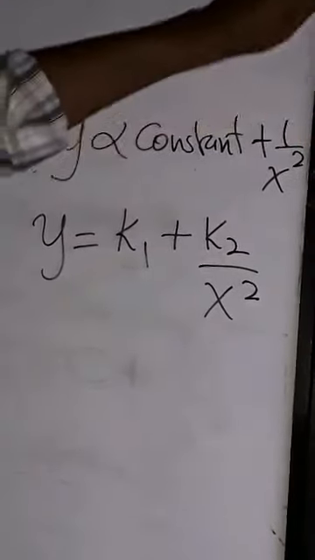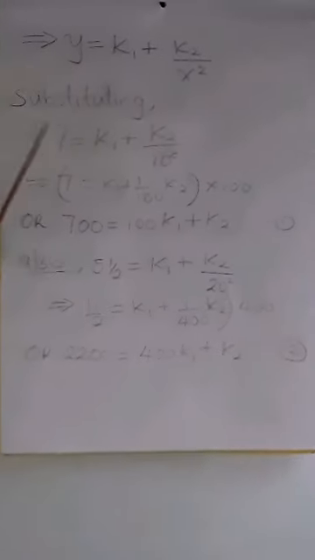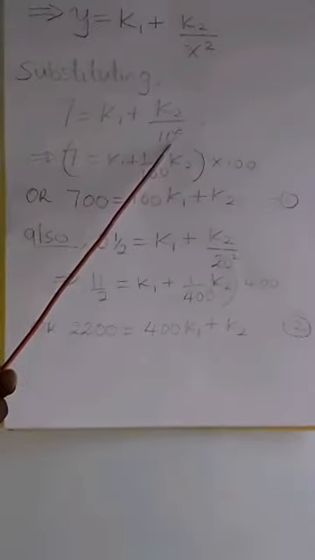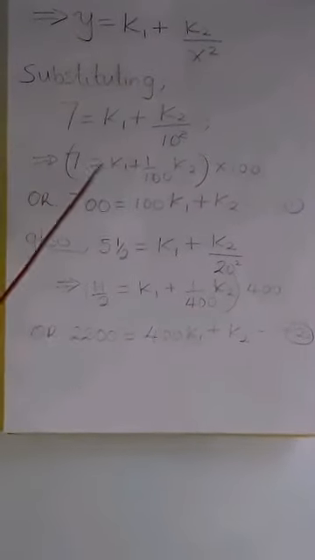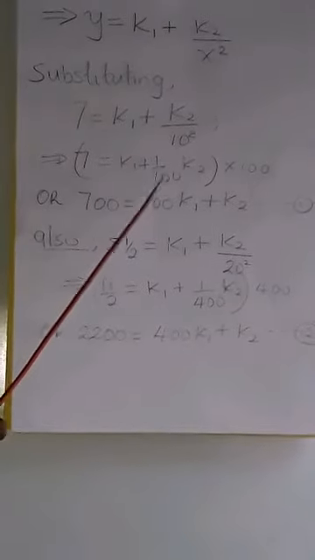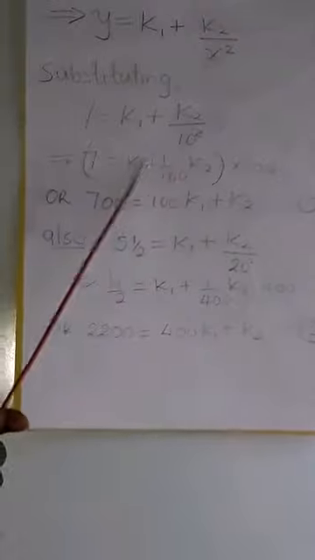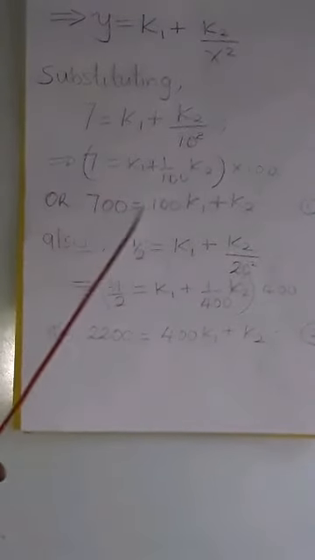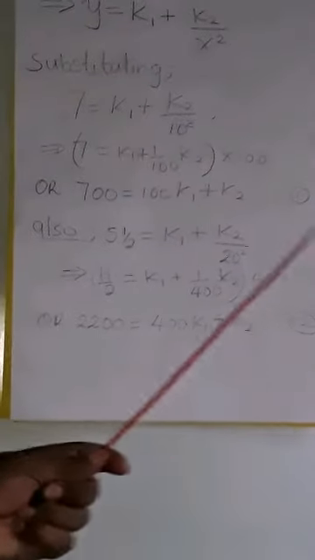So substituting for the values, we have when y is 7 and x is 10, so 10 becomes 10 squared. Now, it's important to eliminate the denominators. And how do I do it? If I multiply everywhere by 100, I'll get 700 equals 100 k1 plus k2. That is my first equation.